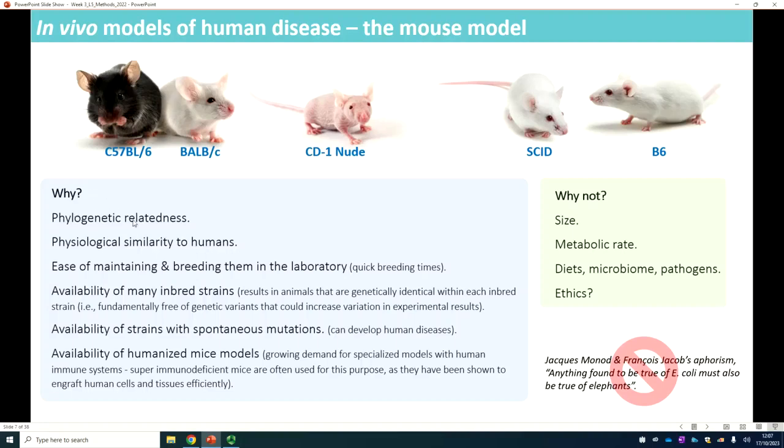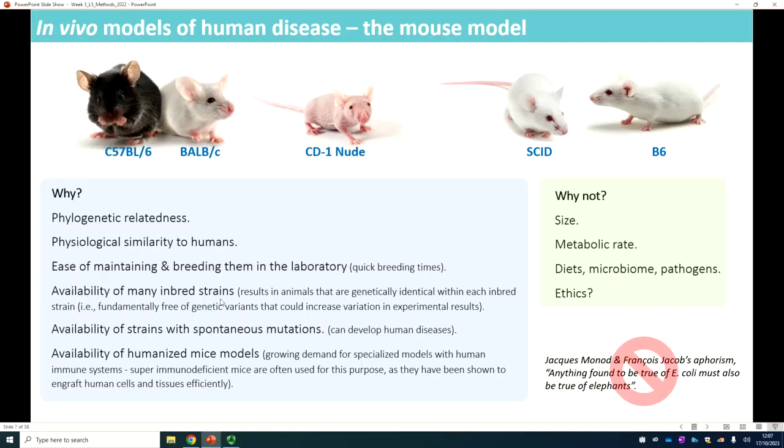Well, we have this phylogenetic relatedness, and we've got a physiological similarity to humans. One other main reason is the ease of maintaining and breeding them in the laboratory, because they have very quick breeding times. So when you're crossing strains and interbreeding them, you can do it very quickly compared with other animal models.